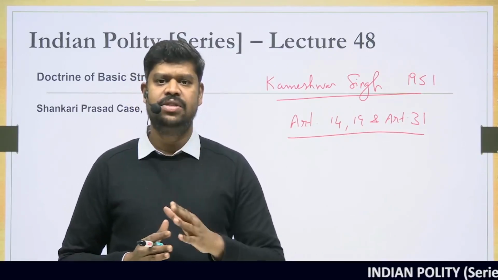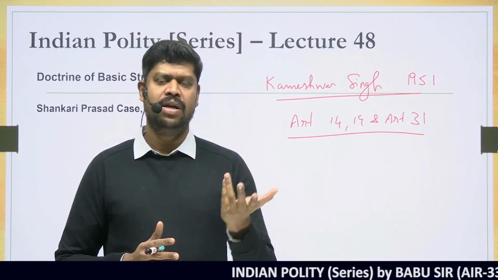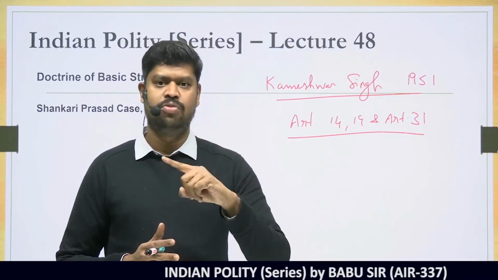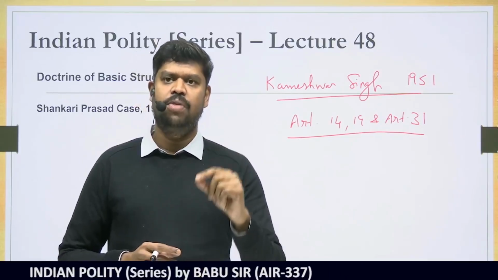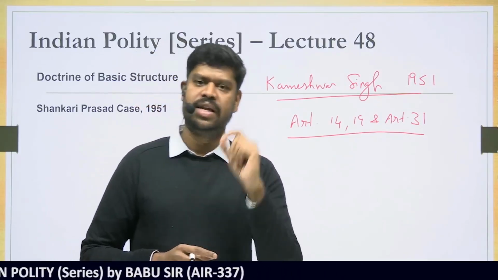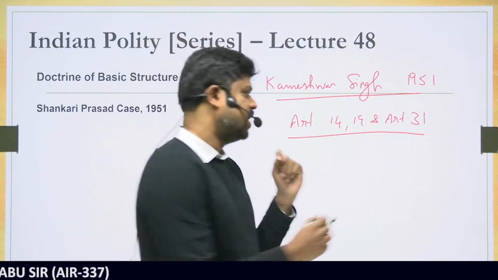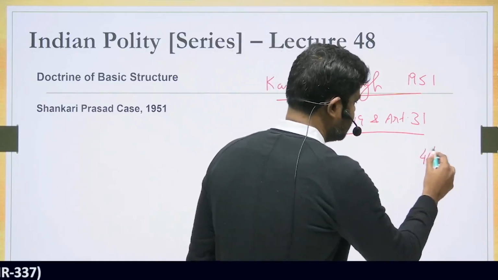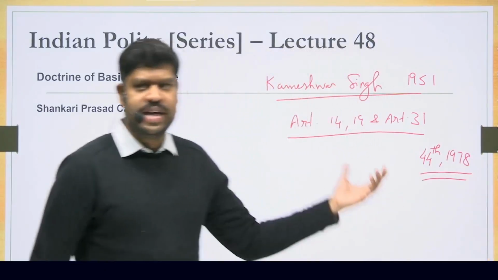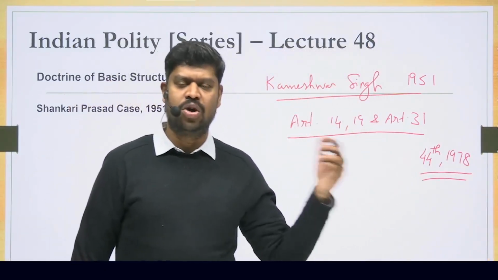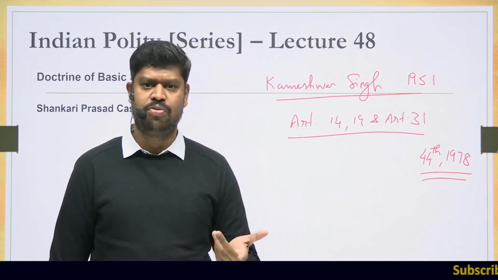Whereas the government said, no, Kameshwar Singh's argument is wrong. Try to understand, at that point of time there was a right to property. As we have seen in our previous lectures also, the right to property continued to be a fundamental right till 1978. Only by the 44th Constitutional Amendment Act in 1978, the right to property was taken away. So all these facts should be in your mind to understand this particular case completely. This case happened way back in 1951 itself. So Kameshwar Singh argued that the Bihar Land Reforms Act is a violation of his right to property.